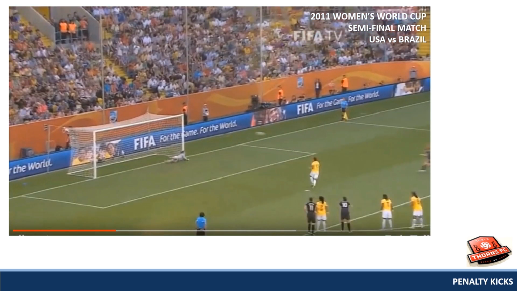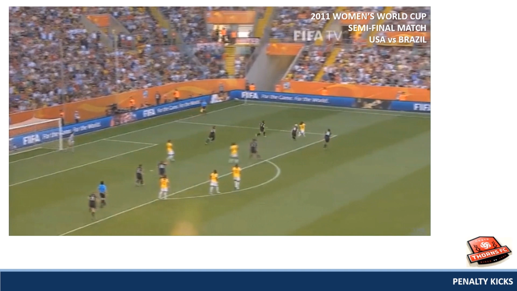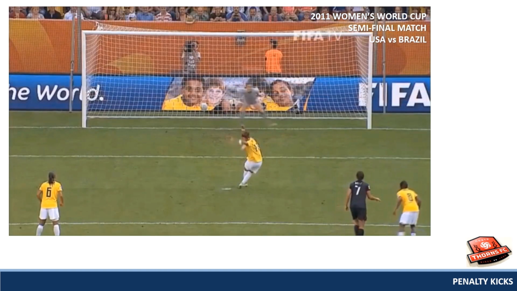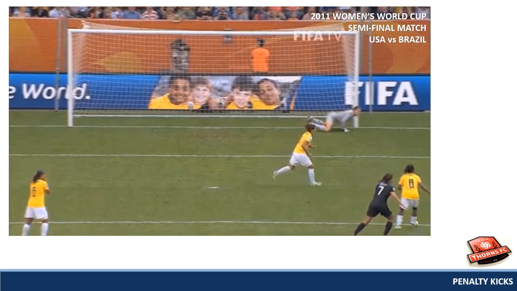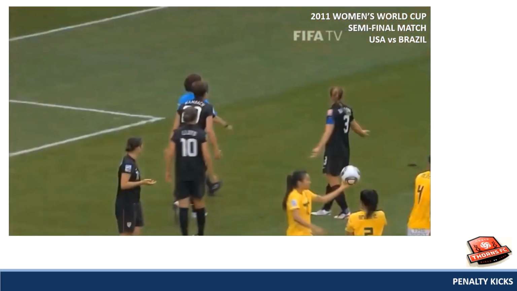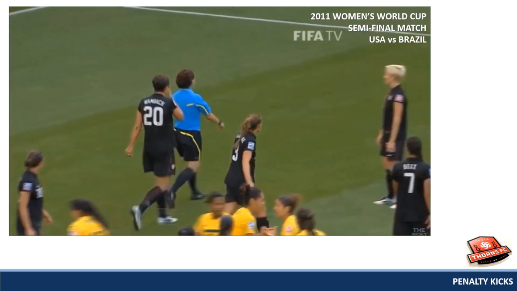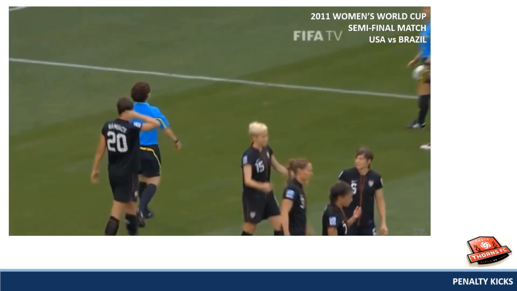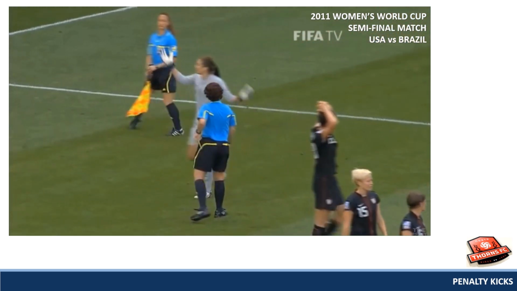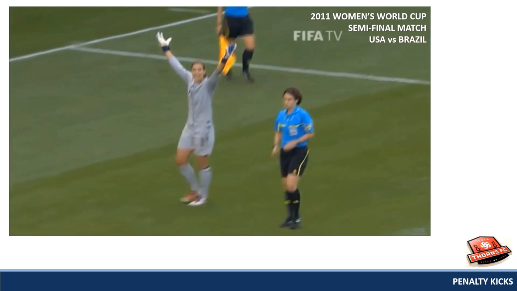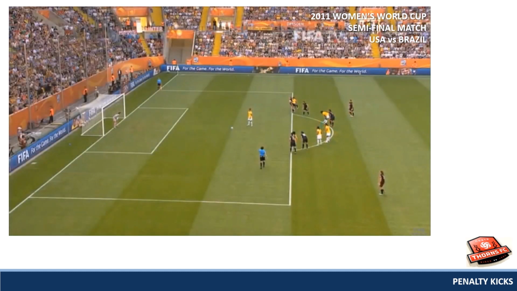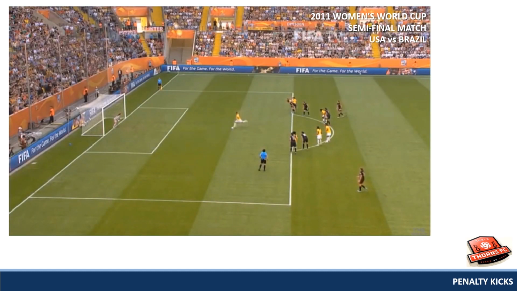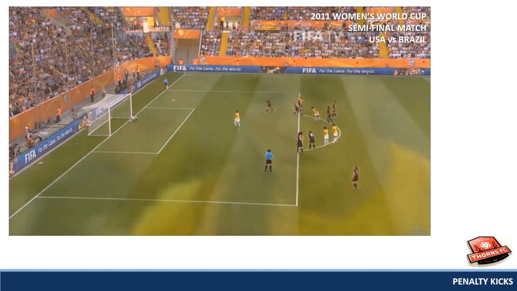Saved by Solo! The US maintain the advantage. Oh, now what? The referee saying take it again. Oh, and a yellow card for Solo for protesting. Rampone maybe just a fraction too early inside the penalty area.